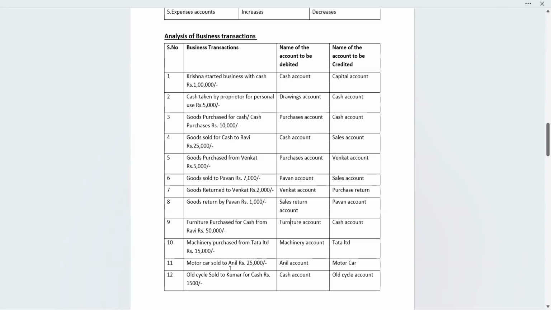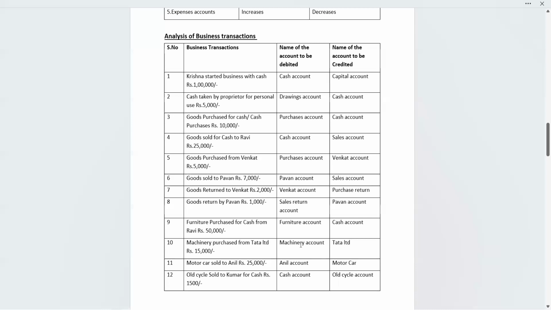Which side do you enter? Credit side. Machinery purchased from Tata Limited. You are purchasing the machinery from the Tata company. Tata Limited is a personal account. Is Tata Limited company a giver or receiver? Giver. Giver, which side?